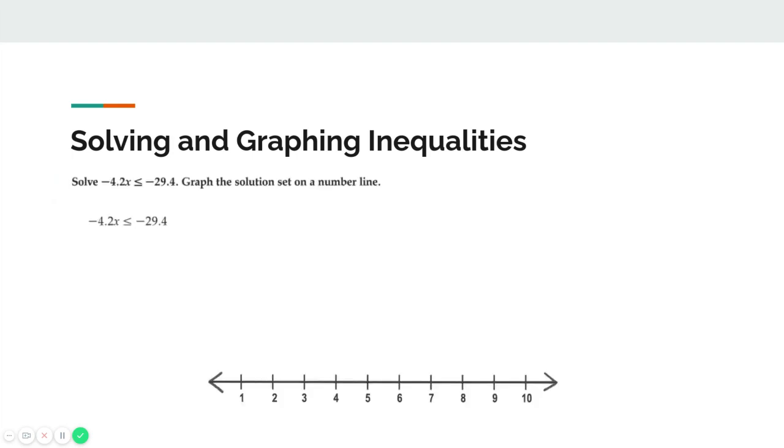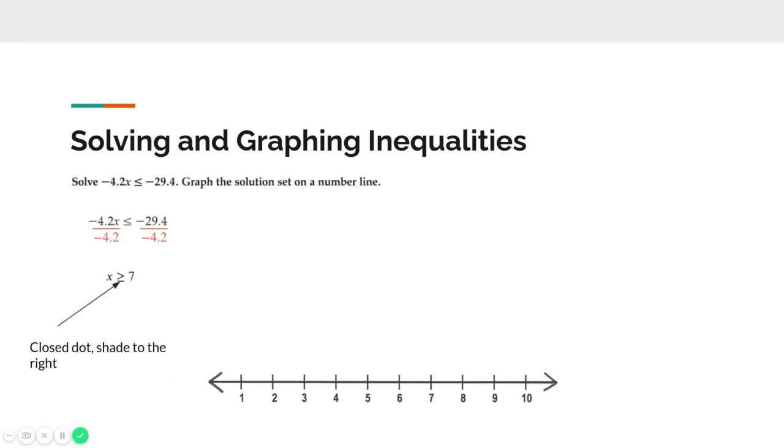A couple more examples. Here, negative 4.2 times x is less than or equal to negative 29.4. The opposite operation of multiplying by negative 4.2 would be to divide by negative 4.2. Now here is where I have to use one of my flip-flop rules. I've divided by a negative, which means I have to flip my inequality sign from less than or equal to a greater than or equal to. And I'll have a solution that says x is greater than or equal to 7.